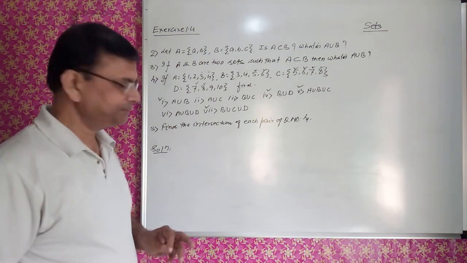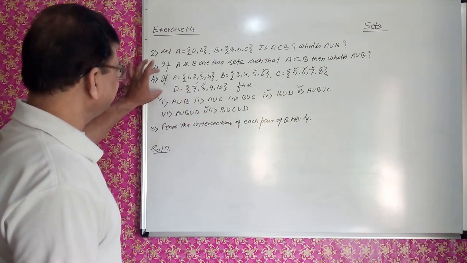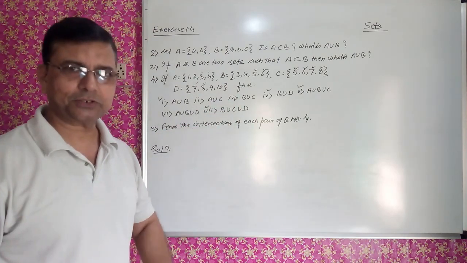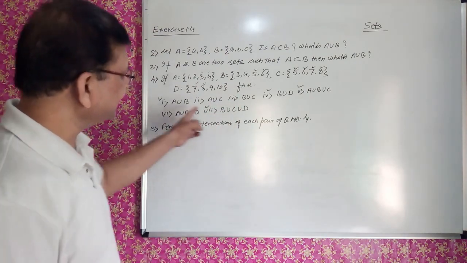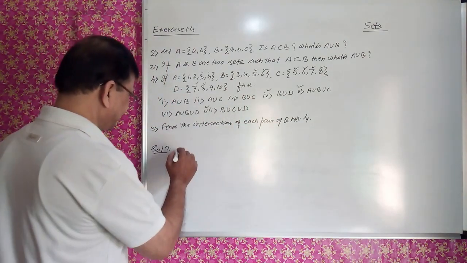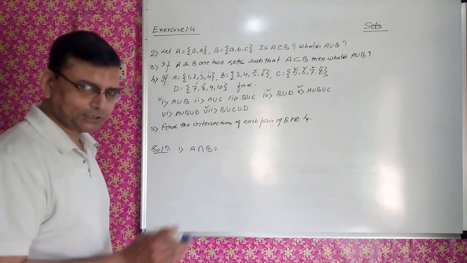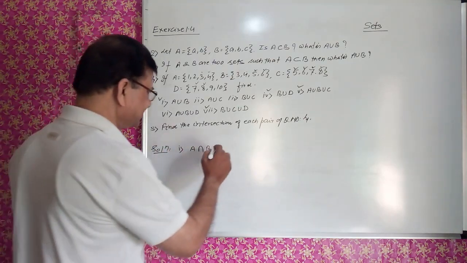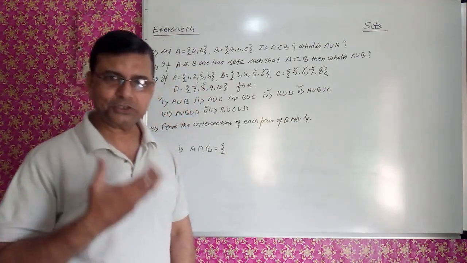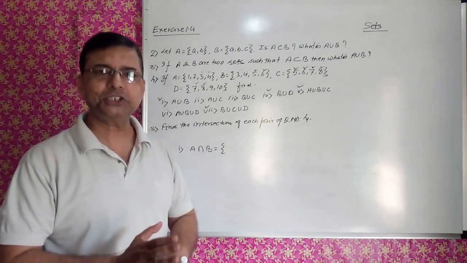Okay. The fifth question is, find the intersection of each pair of question number 4. The question is the same, but here in place of union, the sign is intersection. So I will take them one by one. Whatever questions I have taken for union, the same I will take for intersection. See, the first part, I need A intersection B. This is the sign of intersection. In the previous video, I told you about intersection by Venn diagram, by listing method and all. I am just revising the things.